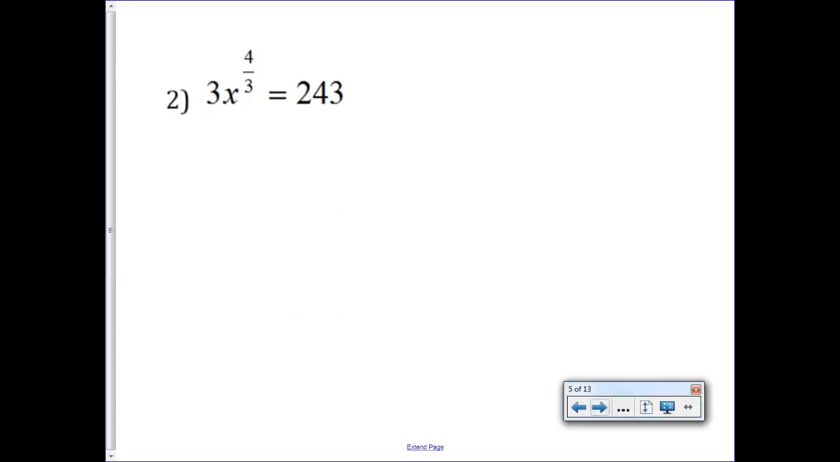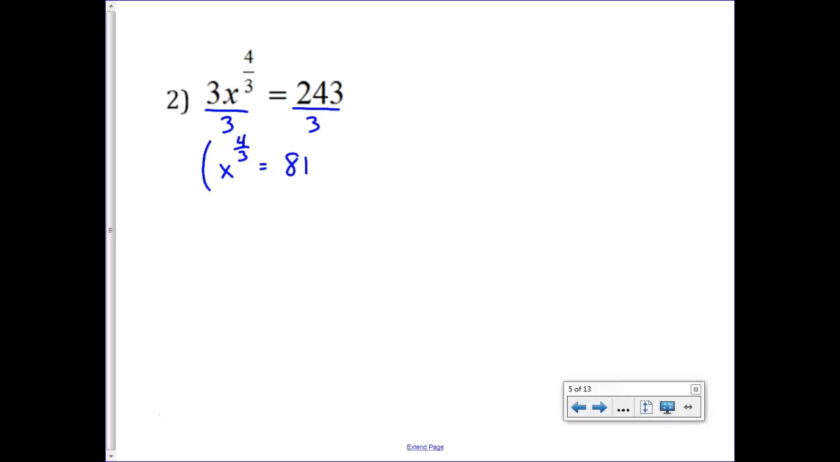All right, let's try another. So we have 3x to the 4/3 power equals 243. First thing I'm going to do is divide by 3. Let's get this x to the 4/3 by itself. So I get x to the 4/3 is equal to, and 243 divided by 3 is 81.